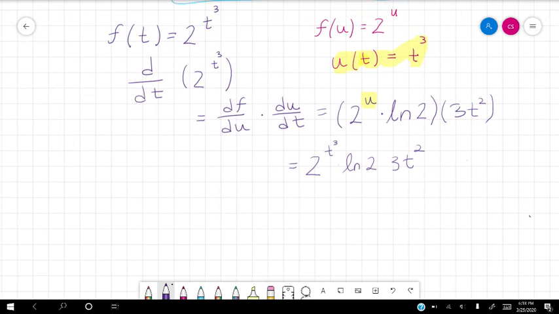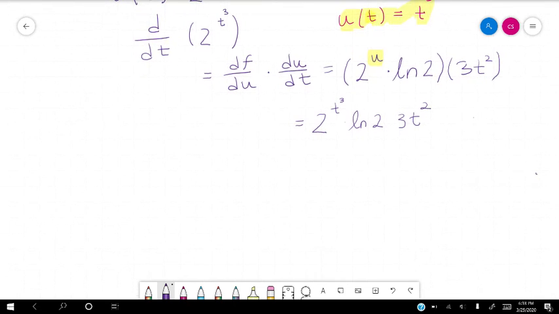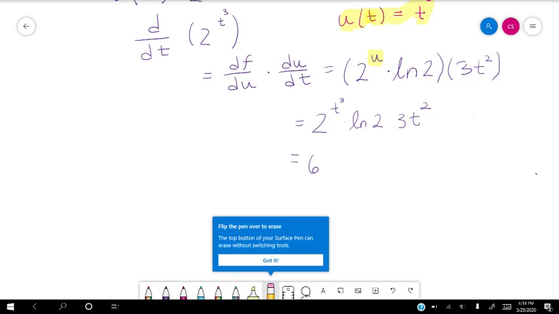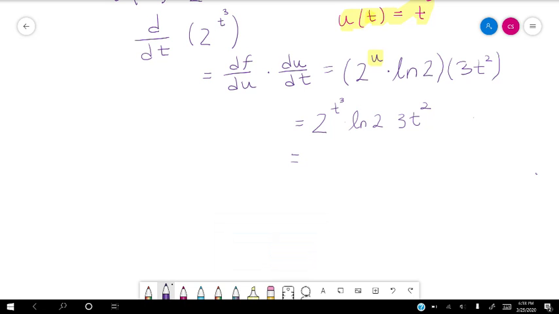Okay, and then let's clean it up a little bit. So again, this is all one big product. So let's see, we could do, let's do 2 times 3. We'll start with the 6. Oh wait, oh my goodness, what a horrible mistake. It's not 3 times 2, right? 2 is an exponential function. 2 is a base, 2t cubed. Glad I didn't write it fully.